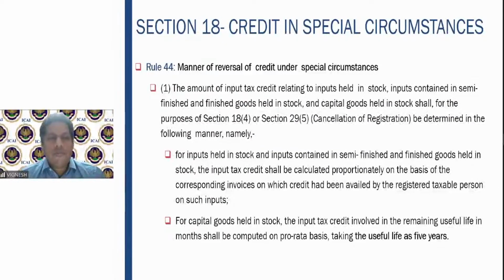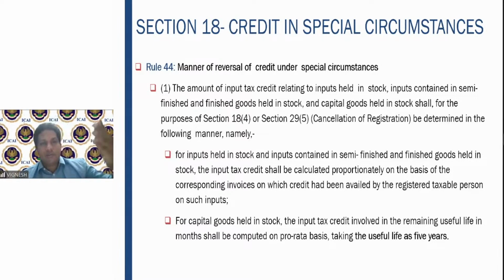Now we come to rule number 44, manner of reversal of credit under special circumstances. As I told you, this is the vice versa situation, wherein in case of section 18(4) or 29(5) cancellation of registration, whatever amount of input tax credit relates to the inputs, etc., shall be determined in the following manner. Where the inputs are held in stock and inputs contained in semi-finished and finished goods, the ITC will be calculated proportionately on the basis of corresponding invoices on which credit is there.